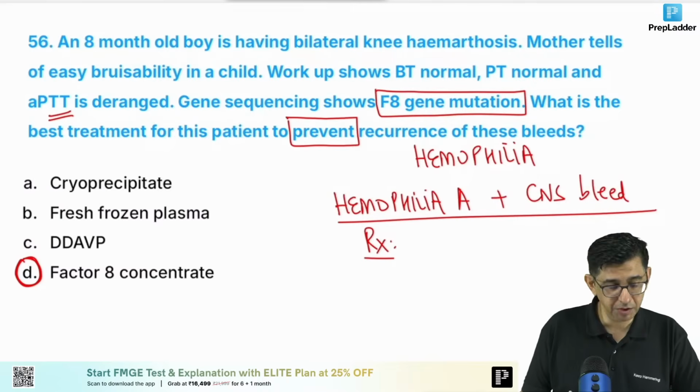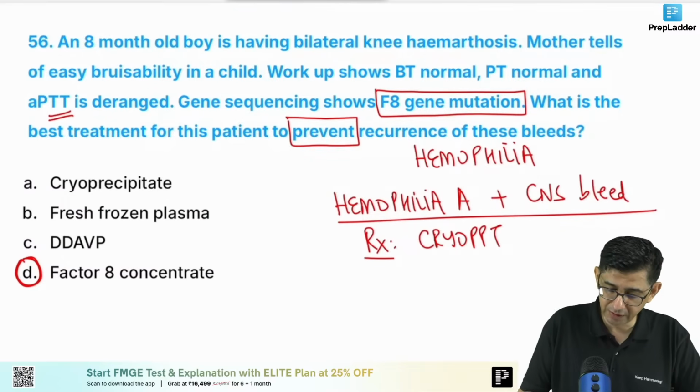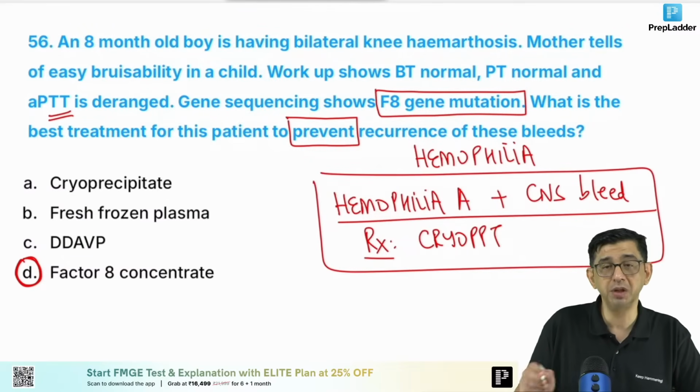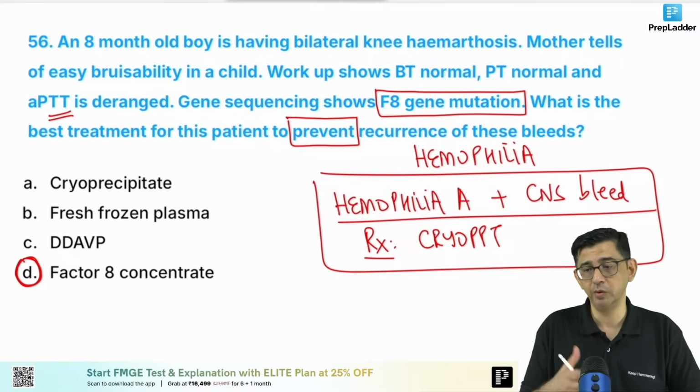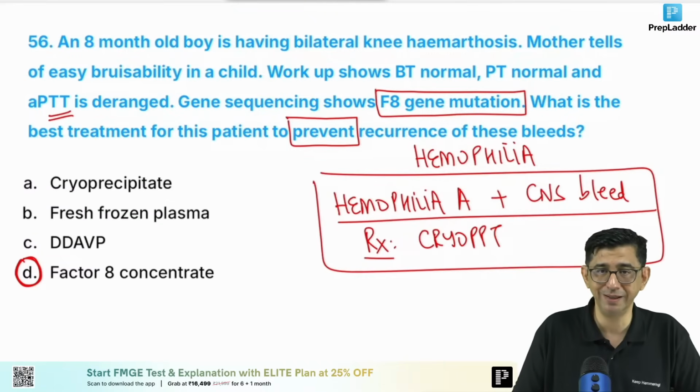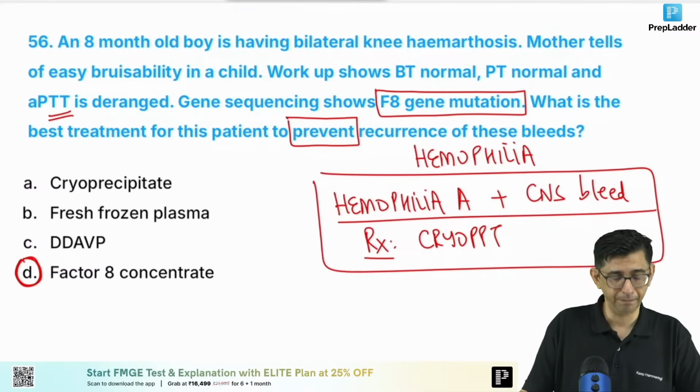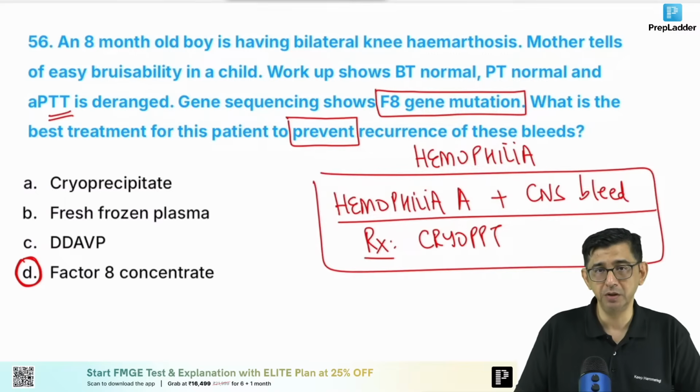So in emergency, what you can be giving in this patient is cryoprecipitate. So suppose he says life-threatening bleeding and you say cryo, I'm okay with it. But then again, the problem with cryo is the possibility of transmission of infections like HIV, hepatitis B, etc. The bottom line is, how do you prevent the bleeds? For prevention of bleeding, it is factor 8 concentrate that should be given.